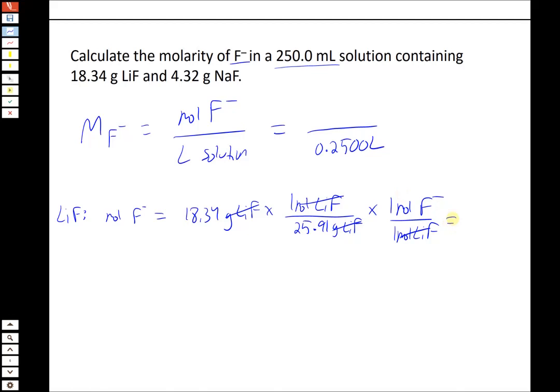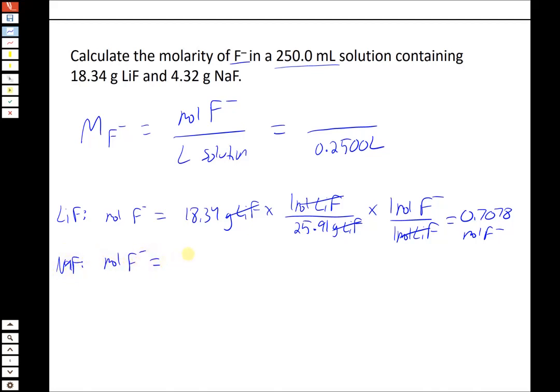And so what we're going to get for that is 0.708, I guess we do write sig figs, 0.7078 moles of fluoride. So that's the piece we get from lithium fluoride, and then from sodium fluoride, which is also dissolved in the same solution, we're going to do the same calculation.